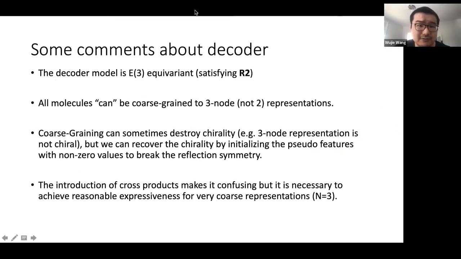Okay, some general comments. This decoder is obviously E3 equivariant, at least the vector transformation we perform is strictly E3 equivariant. So that's good.